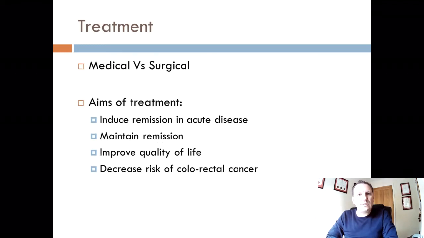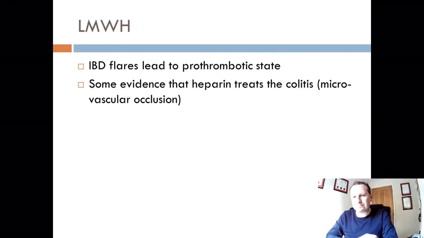So as with all treatment of conditions, there are medical treatments and surgical treatments, and you're doing your medicine block at the moment, so we're going to focus on the medical treatments of ulcerative colitis and just touch briefly on the surgical management. So our aims of treatment are to induce remission in acute disease, to maintain that remission, to improve our patients' quality of life, i.e. let them get out and about, let them get on with their lives, not worrying where the nearest toilet is, and to decrease the risk of colorectal cancer in the long term.